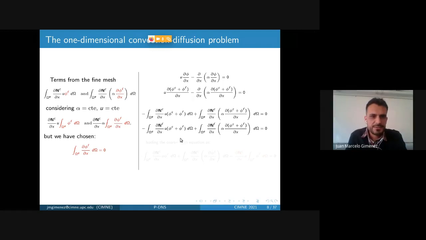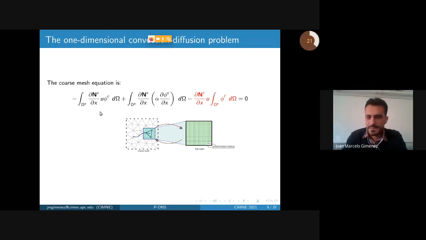If we pay attention to the equation of the coarse mesh, we see that two terms appear in the coarse mesh equation which require information from the fine scale. One term regarding the convective term and another term regarding the diffusive process. For simplicity, we are going to consider diffusivity and velocity as constant, and we can rewrite those terms as here. But because we have chosen a particular choice of the fine scale solution, we have seen that the mean of the gradient is null, so the second term is null, and finally, the coarse mesh equation leads as presented here.